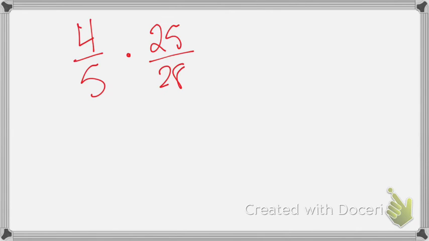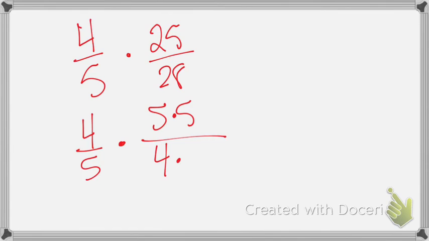All right, so we have 4 over 5 times 25 over 28. Now, what I'm trying to get is something that I can cross out. Okay? So if I have a 5 on the bottom, from 4 over 5, I want a 5 on the top. So I'm going to simplify 25 to be 5 times 5, right? Now, if I simplify 28, I want to have it with the 4 so I can cross them out. So it would be 4 and 7.